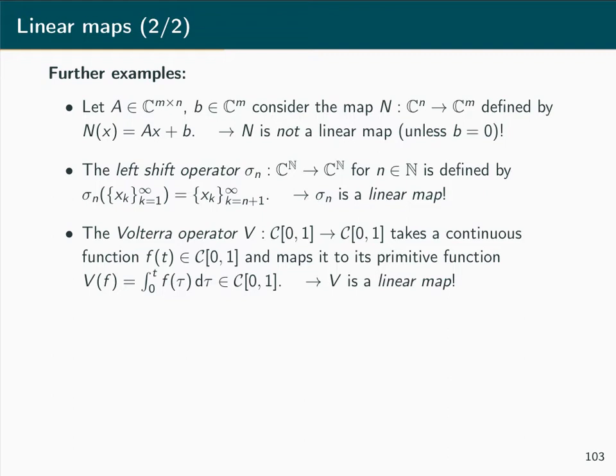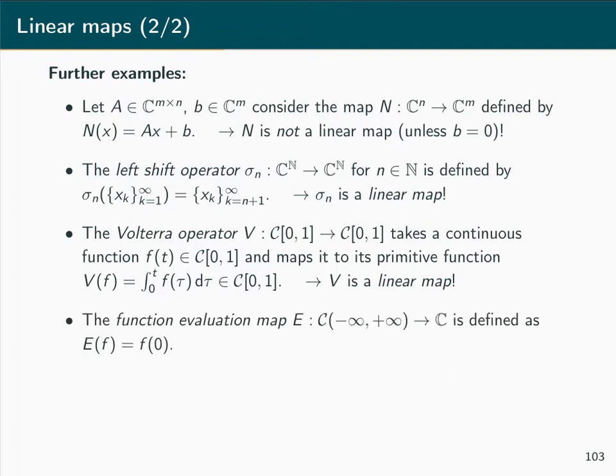Why? We check the two properties of definition 6.1. First, if we take the integral of the sum of two functions, it will be the same as the sum of the two integrals. And second, if we take the integral of a scalar multiple of a function, it will be the same as the scalar multiple of the integral, because we can always pull a scalar out of the integral.